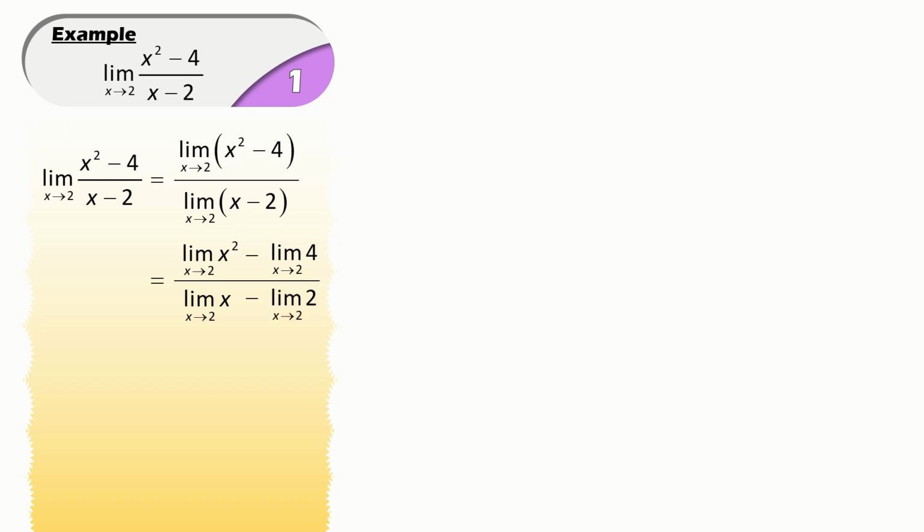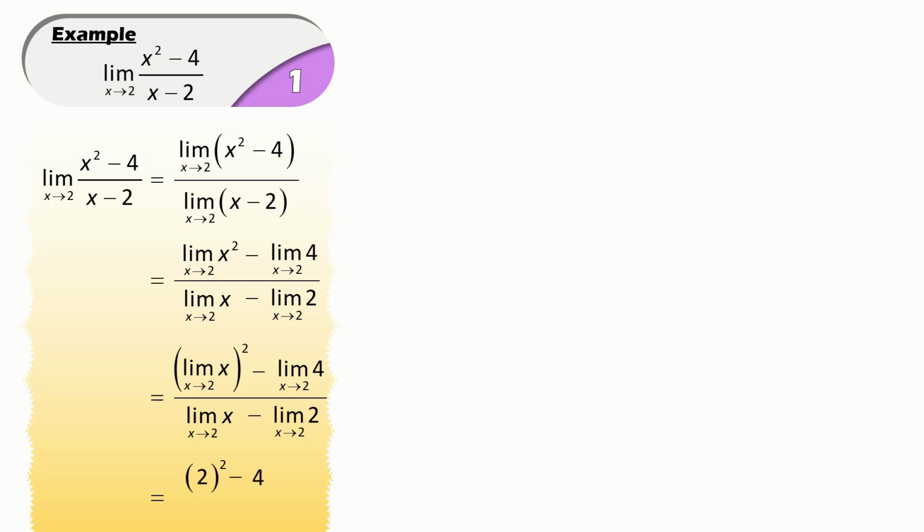To continue, we have the square of the limit of x as x approaches 2 using the power property, and rewrite the remaining terms. Then, limit of x as x approaches 2 is 2. Using identity property, subtracted it to the limit of 4 as x approaches 2 is 4.